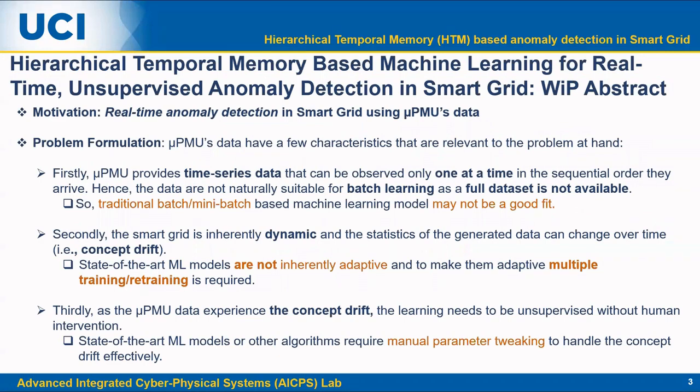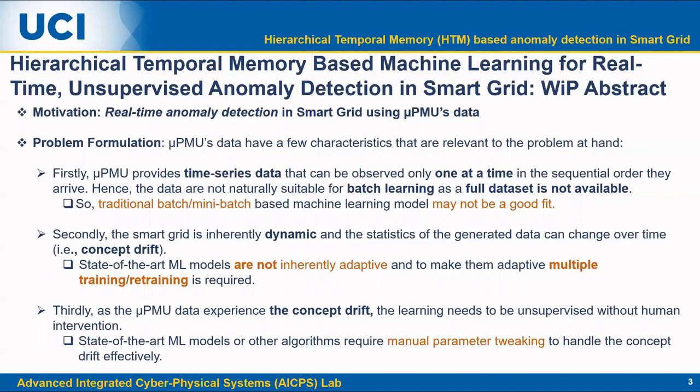Before going to our main work, we need to formulate our problem. The micro-PMU data that is available in the smart grid has some characteristics. The first characteristic is that micro-PMU provides time series data. That means this data can be observed one at a time in a sequential order. For this property, this data is not suitable for batch learning, as a full data set is not available. So the traditional batch, mini-batch based machine learning models may not be a good fit.